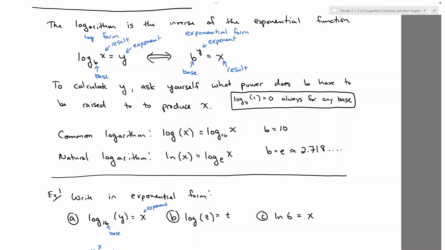Another property you can remember is log base b of b. If I want to calculate this, what should I raise b to obtain b? Anything to the first power is itself. So that means that log base b of b is always equal to 1 for any base. When the base and this number match, it's always equal to 1.